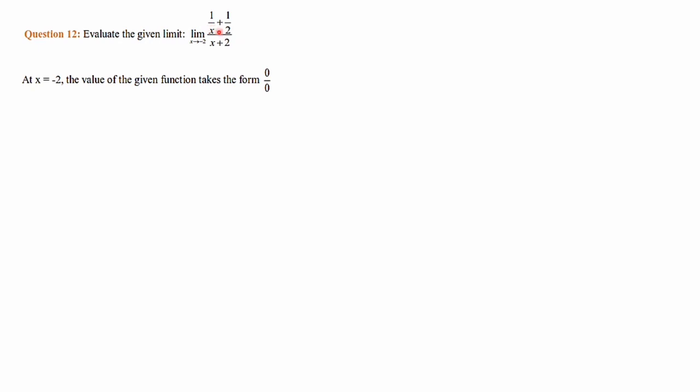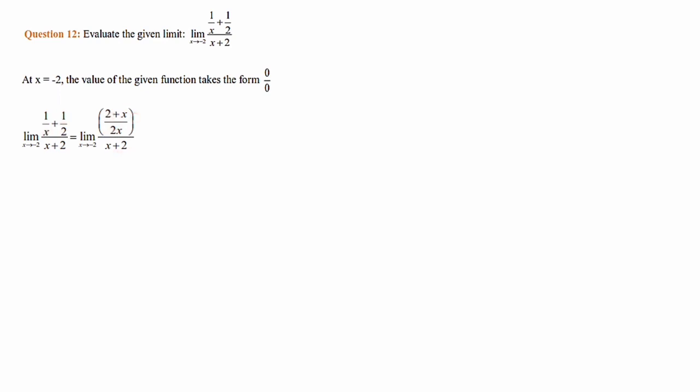Let's take the LCM of the numerators. So limit x tends to minus 2, 1 by x plus 1 by 2 by x plus 2 is equal to limit x tends to minus 2. Common denominator here, denominators are x and 2. Let's take the common LCM, that is 2x is the LCM. 2 into 1 is 2 plus 1 into x is x. So 2 plus x by 2x by x plus 2.